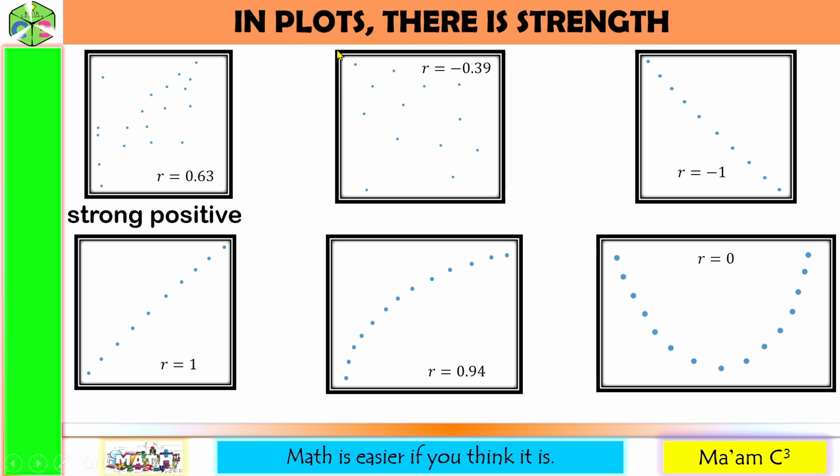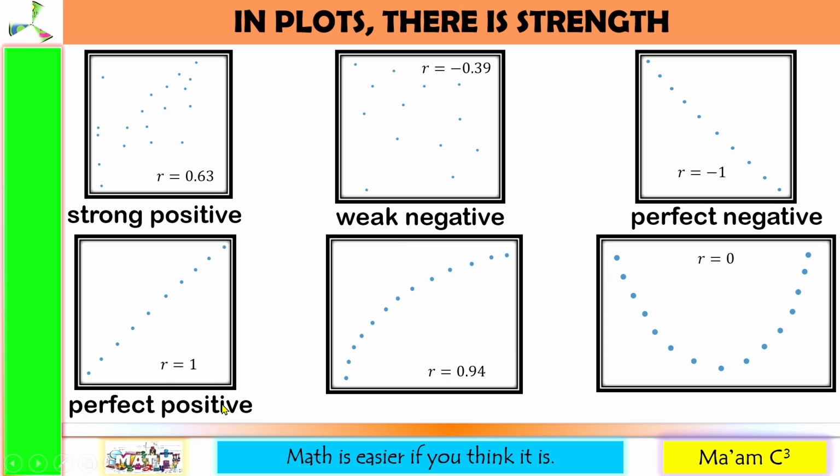Here you can see that there is somewhat a trend of line and R is equal to negative 0.39. This value is in between 0 to negative 0.5 on the number line going to the left. So this is weak negative correlation. This one, R is equal to negative 1, a perfect negative correlation. And R is equal to positive 1, perfect positive correlation.